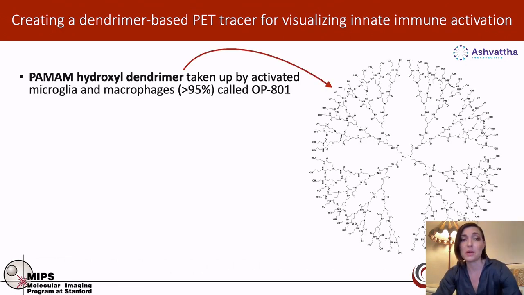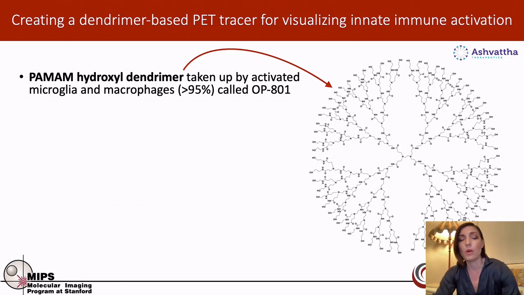It's actually a dendrimer, so it's shown here. It's a 4th generation hydroxyl PAMAM dendrimer that's made of repetitive branching units of methyl acrylate and ethylenediamine. It has a molecular weight of about 1500 Dalton.